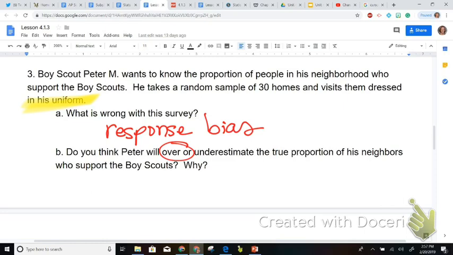Now, one more example that I didn't type up here: the way that you word the question could also be response bias. So maybe if the way he worded his question was, "Don't you support the Boy Scouts?" then he's kind of leading them to agree with him in their support. So that's one more example of response bias.